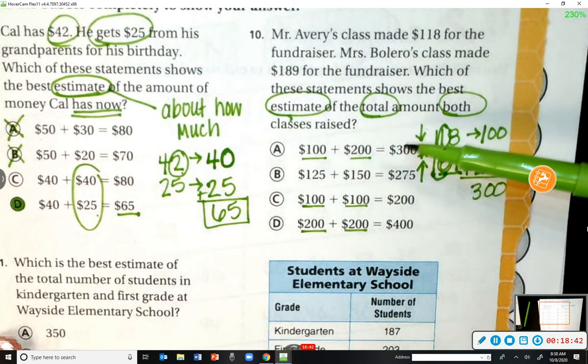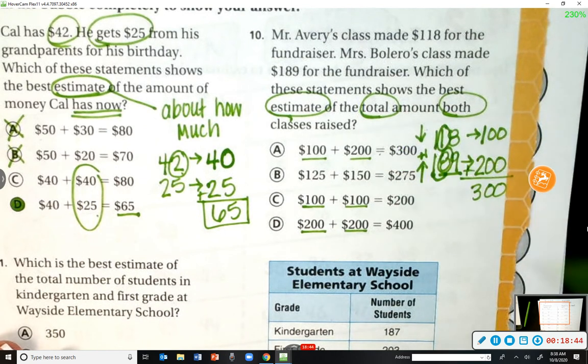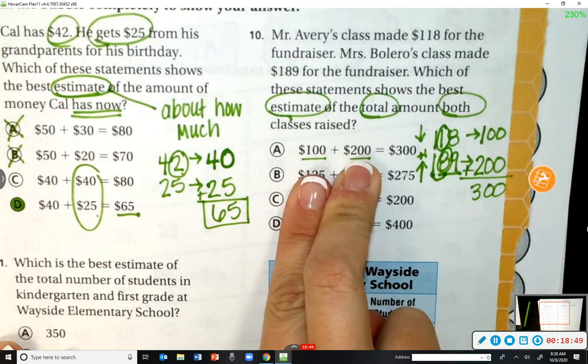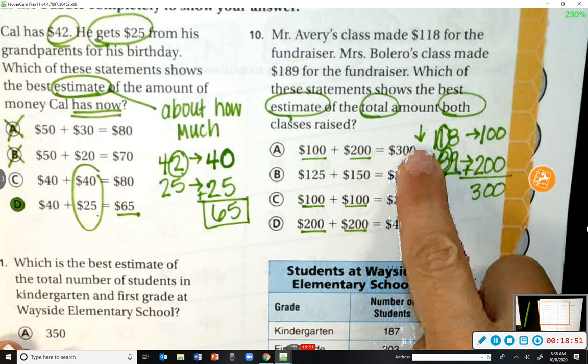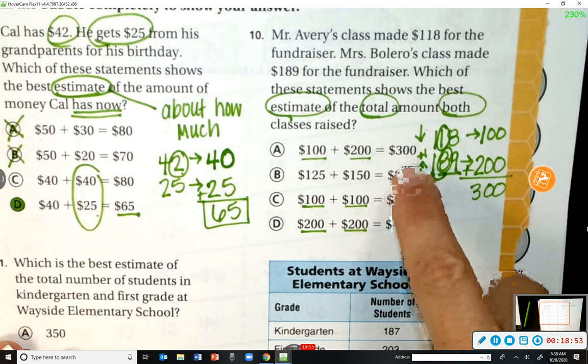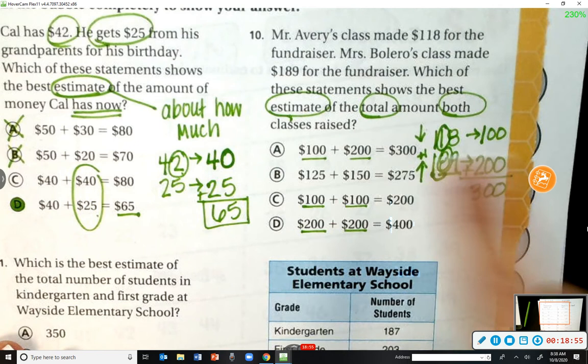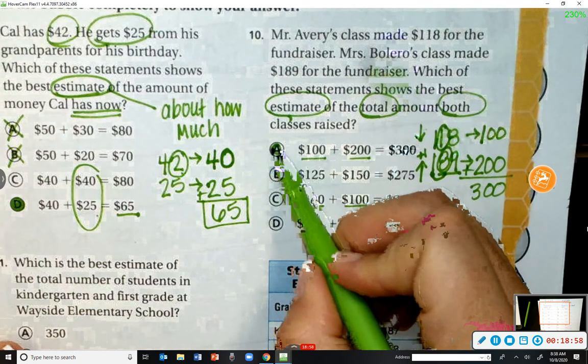Okay? So, Kaylee says it would be A. Do y'all agree with her? Yes. It has the same rounded numbers and the same answer. Make sure you always check the answer too, because sometimes they like to trick you and put the wrong answer down here. Okay? So A is correct.